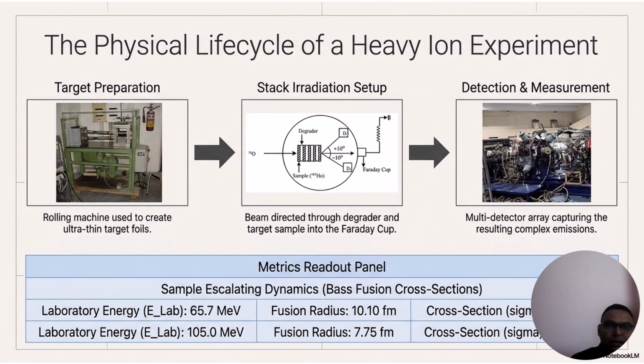The physical life cycle of a heavy ion experiment. The target lab is used to prepare target and catcher foils. The stack is irradiated in a general purpose scattering chamber. The beam is directed through a degrader and target samples into the Faraday cup. The induced activities are measured using a multi-detector, capturing the resulting complex emission.